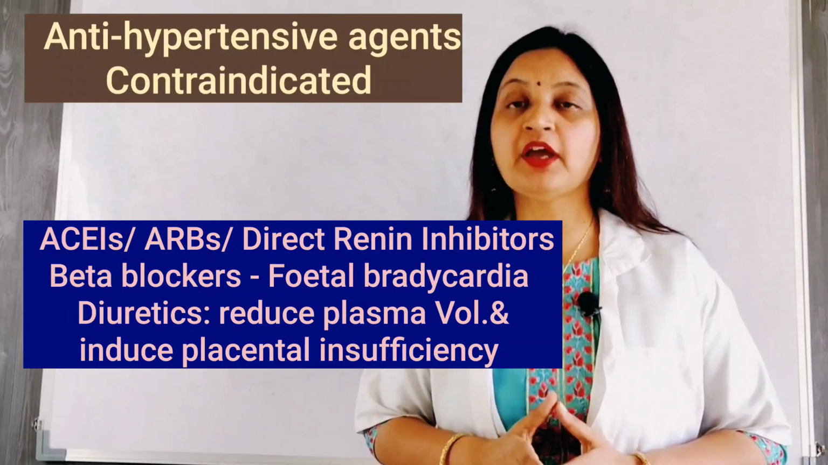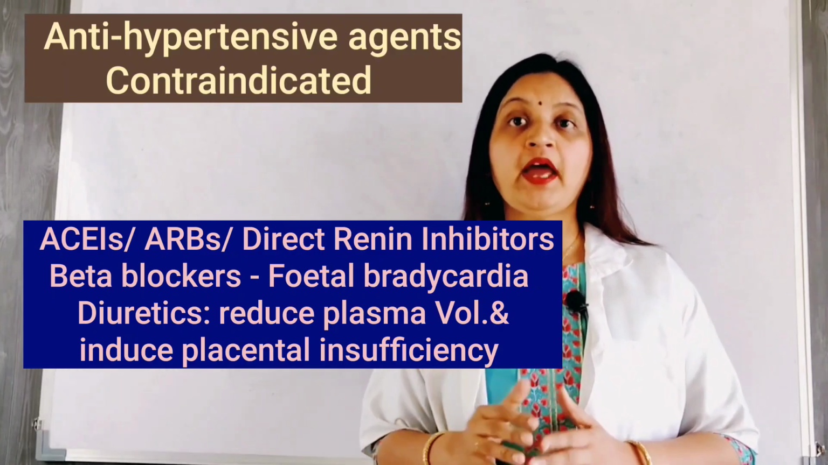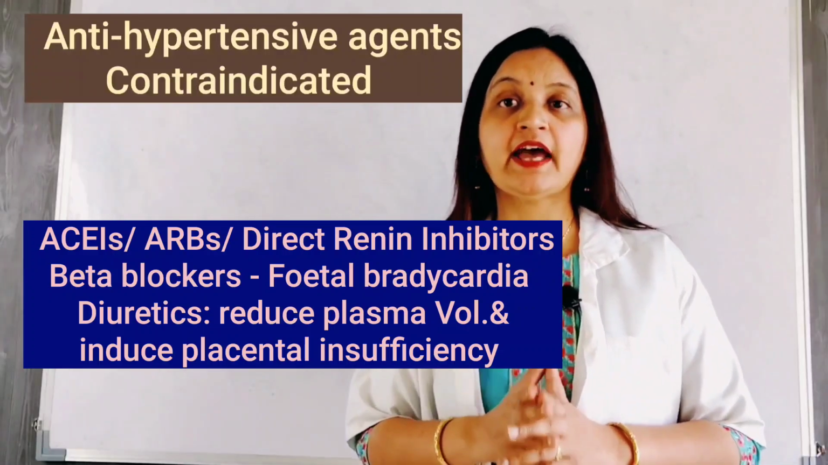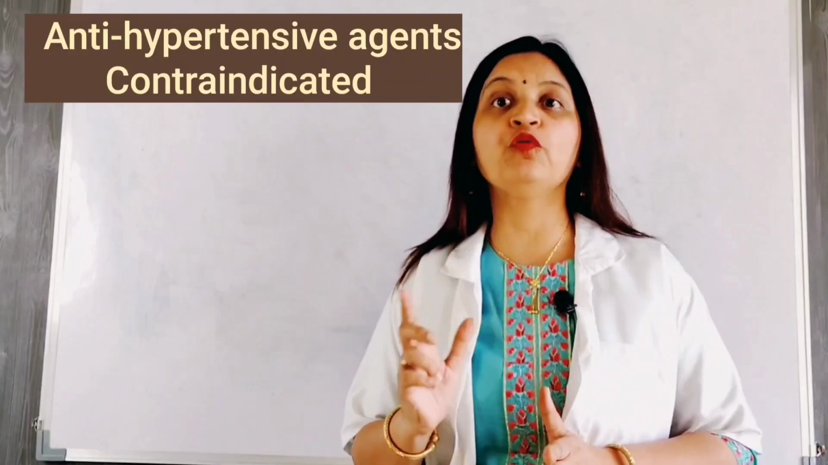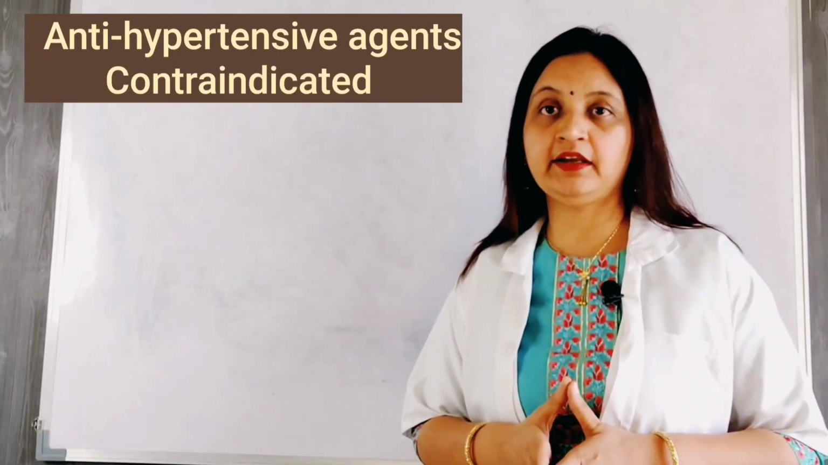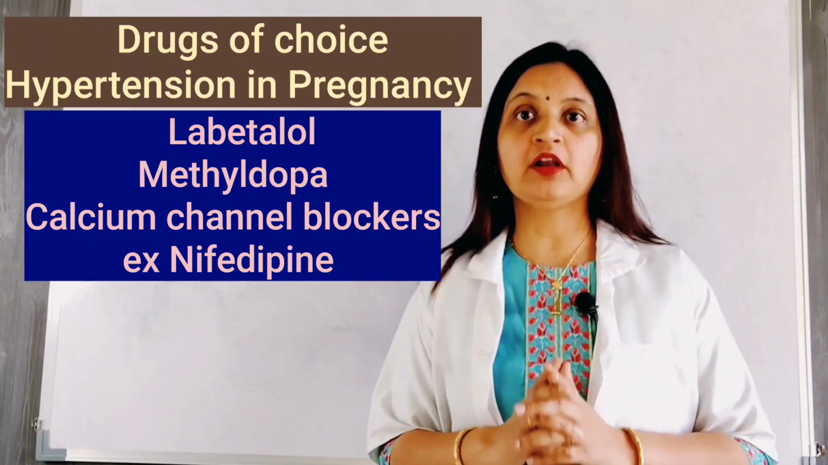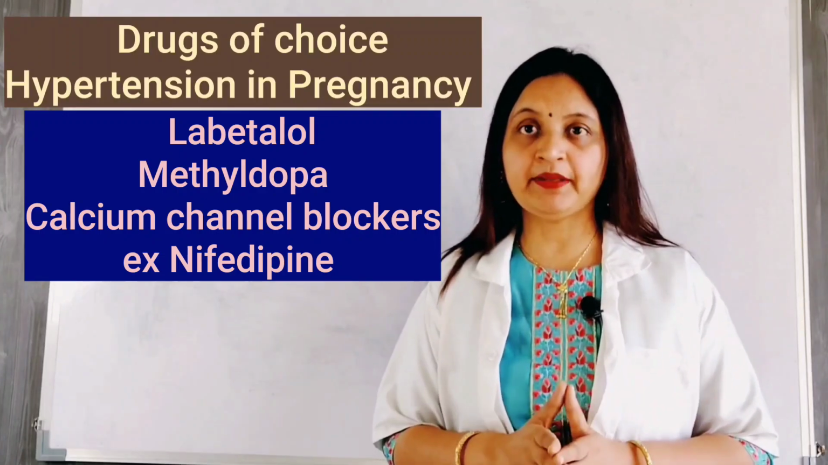Next, diuretics should be avoided because in preeclampsia there is reduced plasma volume, and diuretics, by further reducing the plasma volume, can induce placental insufficiency leading to fetal growth retardation. Therefore, these drugs should be avoided in hypertension in pregnant women. So, the drugs of choice in hypertension in pregnancy are labetalol, methyldopa, or calcium channel blockers such as nifedipine.